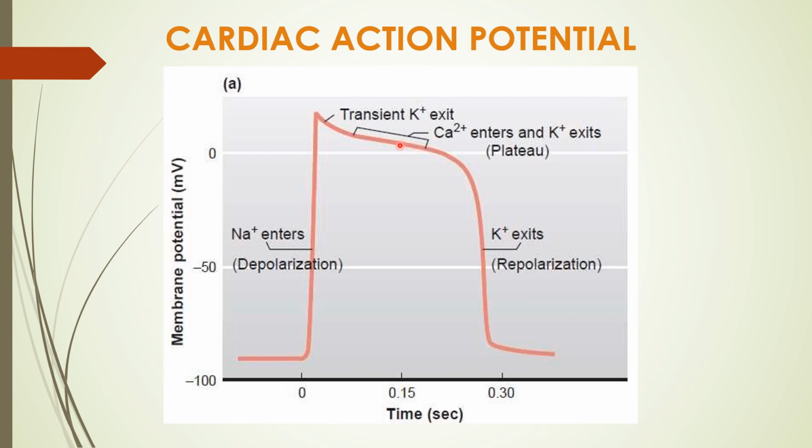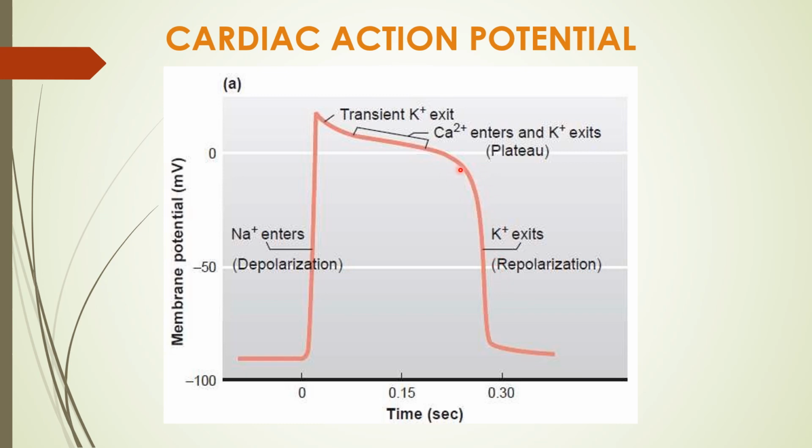So what is the ionic basis here? Again, slow influx of calcium from the opening of L-type calcium channels, and potassium exit, that is transient potassium exit, continues here. So the main reason for the plateau phase of the action potential is slow calcium entry, and after that the repolarization starts.